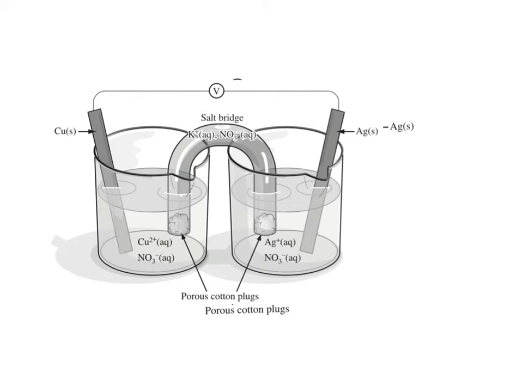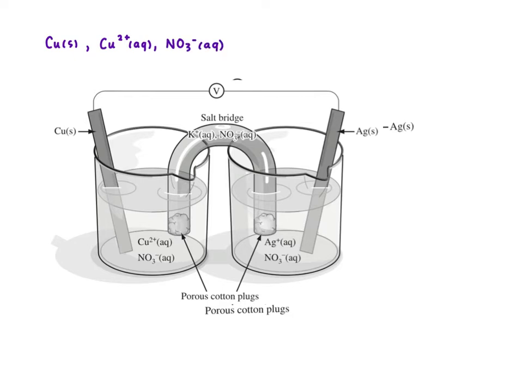We know it's a voltaic cell because of this voltmeter shown in the diagram. We're going to start by listing all of the species that are present to determine what reactions will take place and identify the anode and cathode. So looking at our half cell on the left, we have a solid copper electrode. So we have copper solid present. We have a copper 2+ solution with nitrate as our anion.